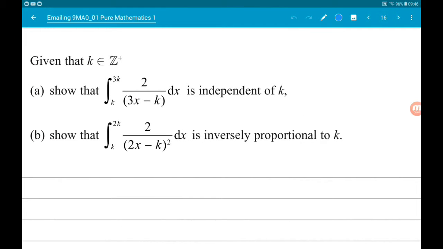Question 7, we got some integration to do. Given that k is a positive integer, part A: show that the integral between k and 3k of 2 over 3x minus k with respect to x is independent of k. That means the value of k does not affect the answer. So let's find the integral and see what happens. It's 4 marks for part A.